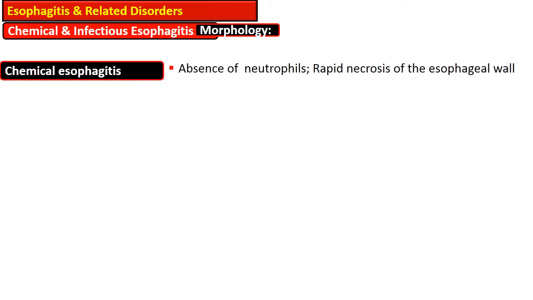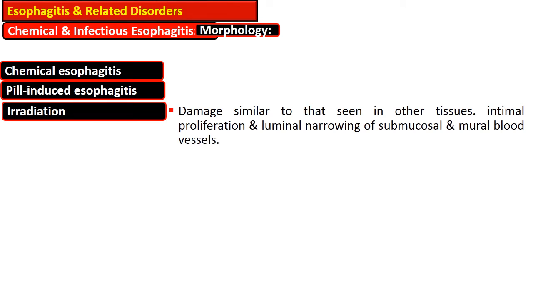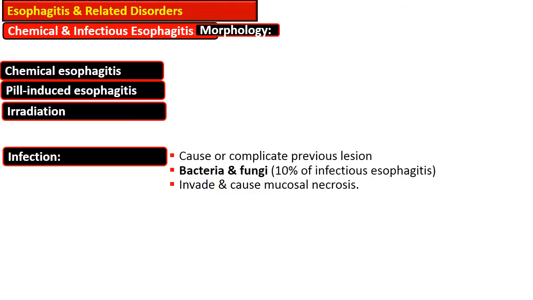The morphology of the esophagitis varies with the cause. Although there may be dense neutrophilic infiltrates with esophagitis, chemical esophagitis is associated with absence of neutrophils and rapid coagulative necrosis of the esophageal wall. Pill-induced esophagitis occurs at the site of stricture that impedes the passage of the contents, and irradiation results in damage similar to that seen in other tissues, such as intimal proliferation and luminal narrowing of the submucosal and mural blood vessels.